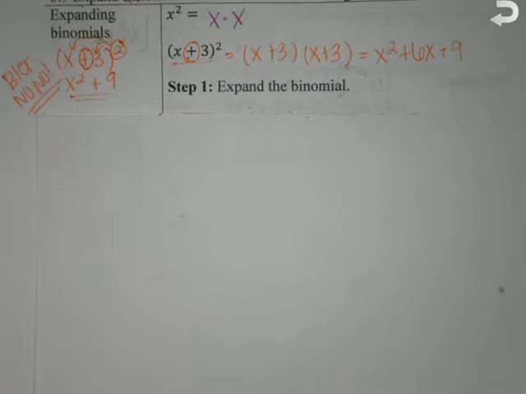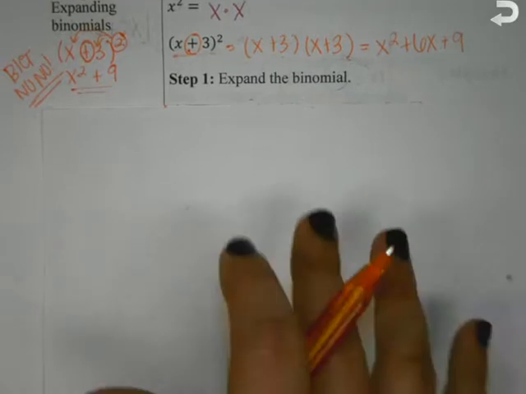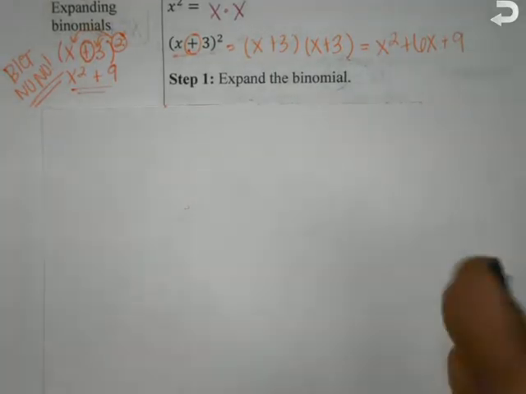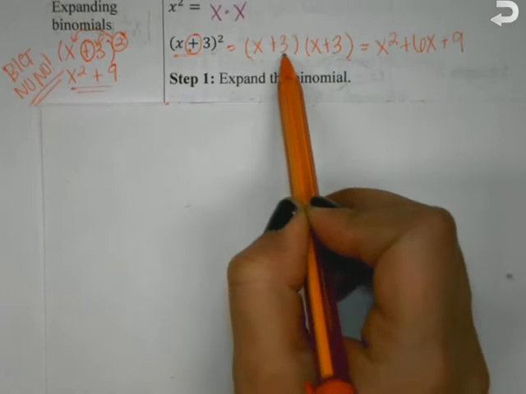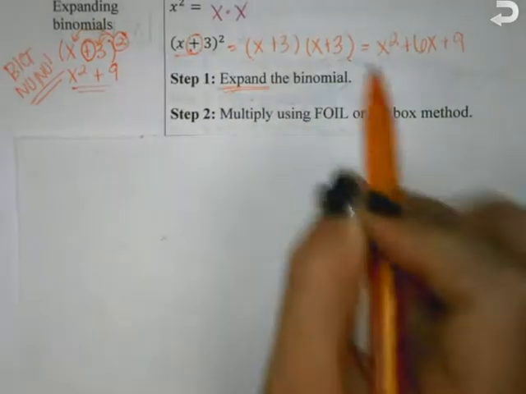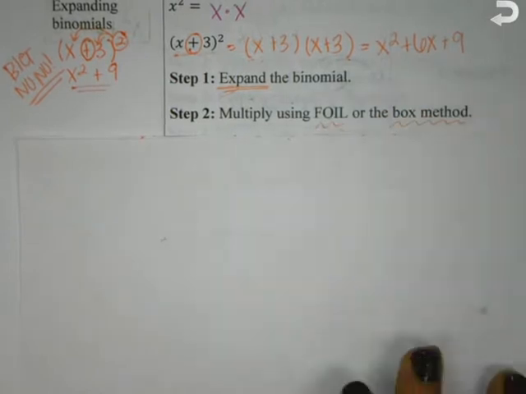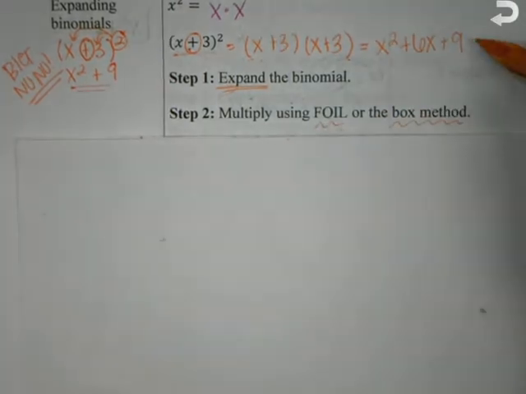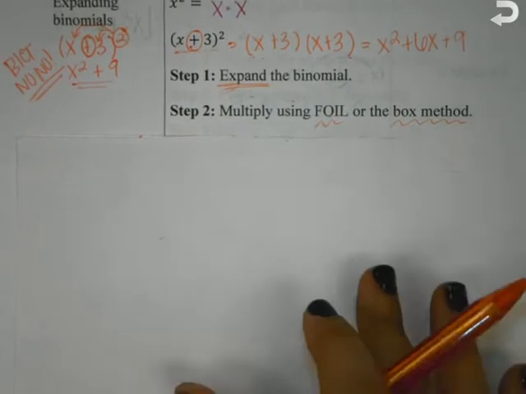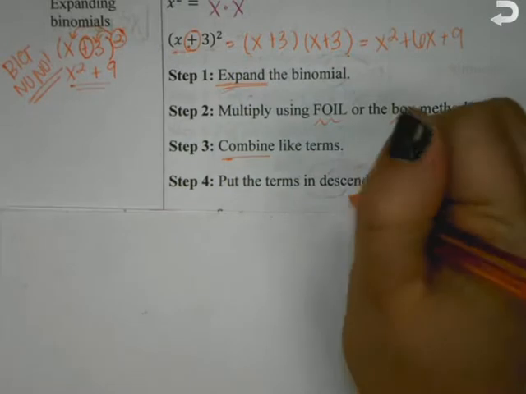Okay? So, how do I expand the binomials? First, step 1, expand the binomial like we just did. Write it out. X plus 3 times x plus 3. Step 2, you're either going to use FOIL or box method to multiply it out. That's what I did here. We'll actually do it together. Then you're going to combine like terms, and then we want to put terms in descending order.